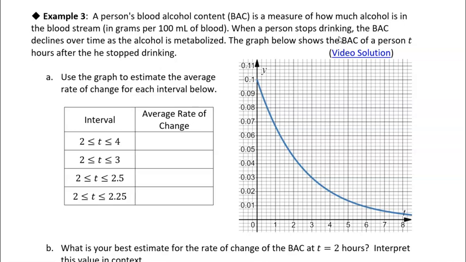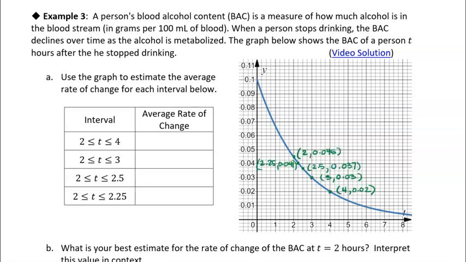All right, so now you have to read the graph. So that can be a little bit tricky. It looks like we want to find the average rate of change between 2 and 4, between 2 and 3, between 2 and 2.5, and then again between 2 and 2.25. So the left-hand side of the time interval is always 2, and then we're taking values that are closer and closer to 2 on the right-hand side.